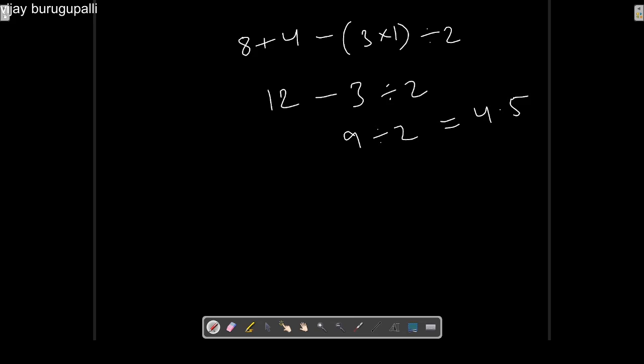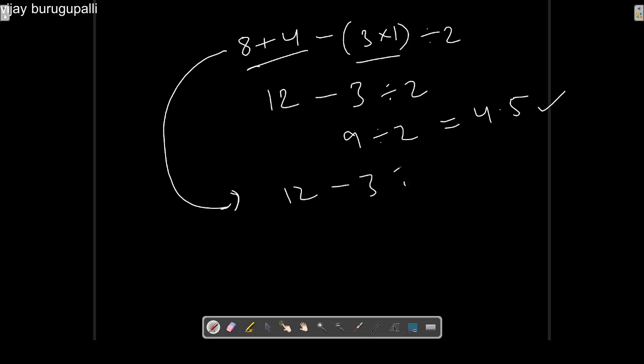Most people will solve this in this way, and there are other people who will solve this in another way. Like they will add these two numbers first, and then they will multiply these two numbers, and they will divide this, and after that they will divide 3 with 2 at first, and they will subtract this from 12, which gives 10.5.